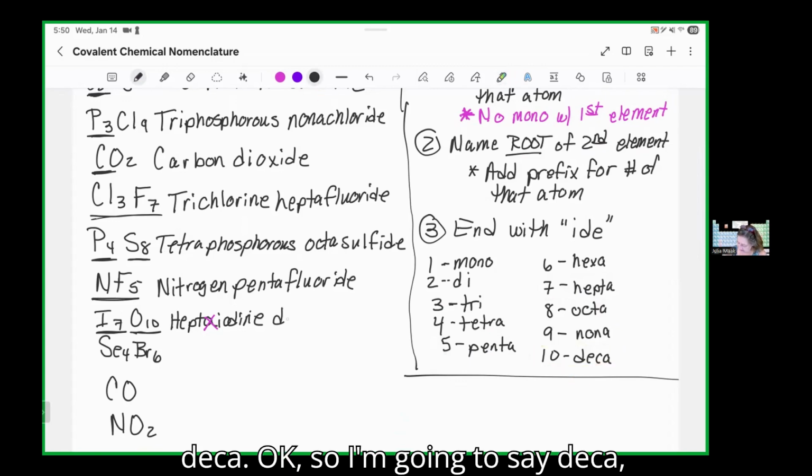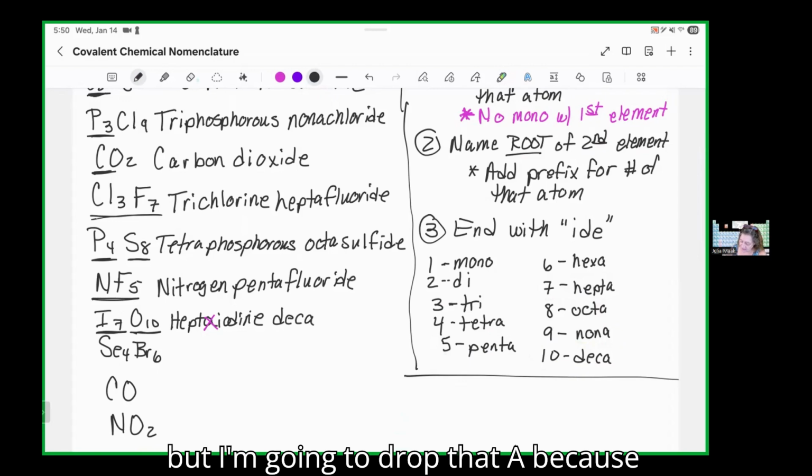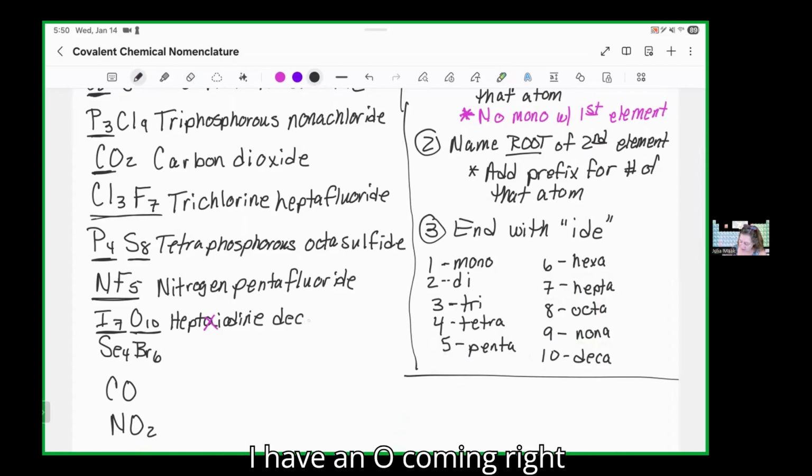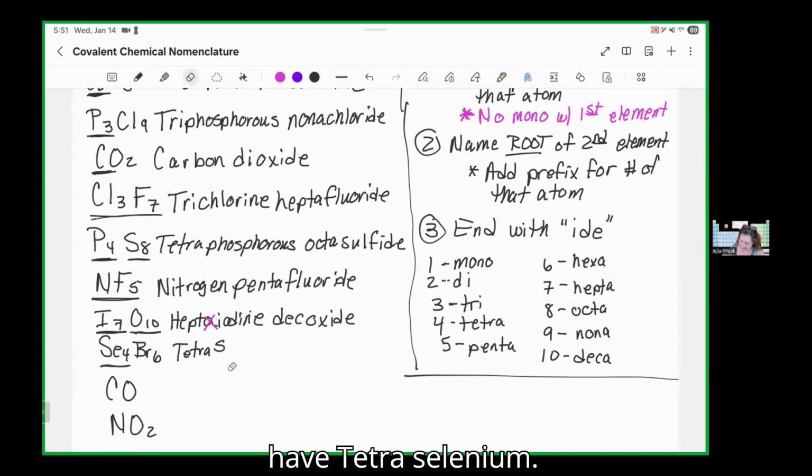And I have ox as my root, and 10 is deca. So I'm going to say deca, but I'm going to drop that A because I have an O coming right after it. Decoxide. So now I've got selenium. I have 4 of them. My 2 T's go together. So we know tri is 3, so tetra is 4. So I have tetra selenium.